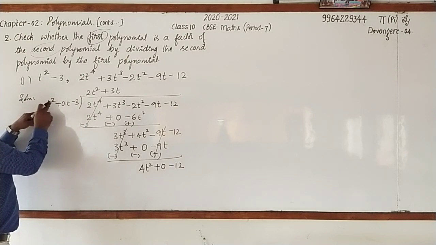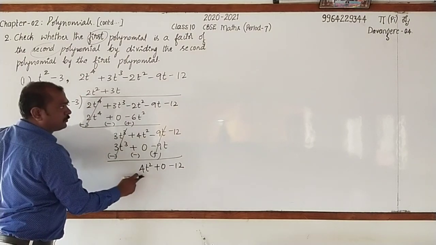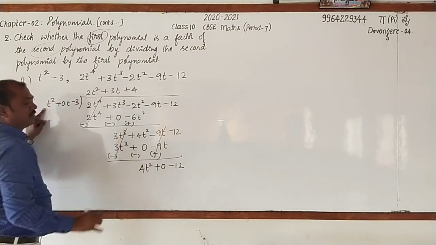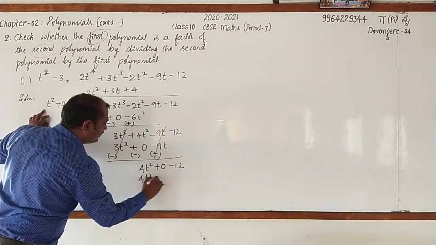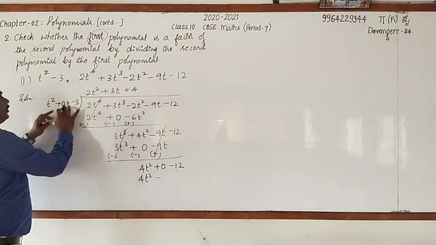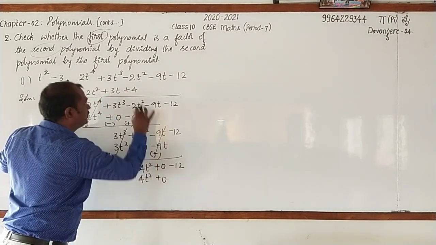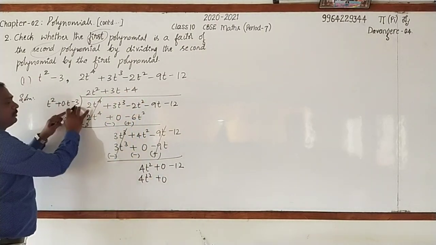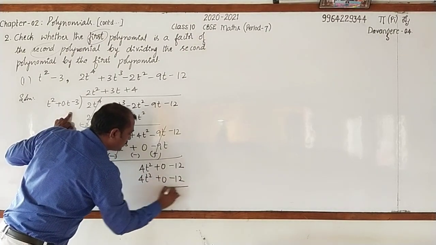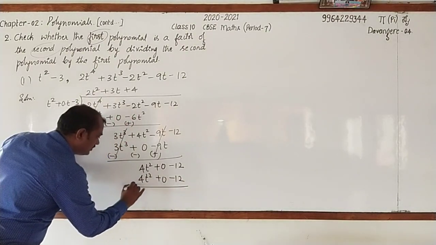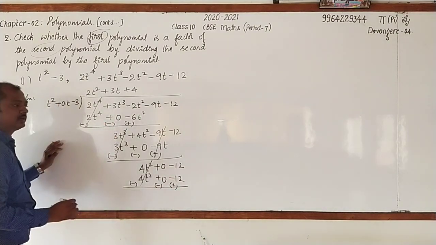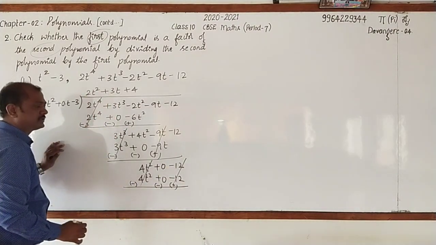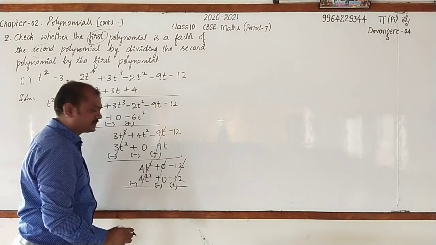What should be multiplied with t square to get 4t square? It is 4. 4 into t square, 4t square. Then 4 into 0, 0. Then 4 into minus 3, it is minus 12. Change the sign. Minus, minus, plus. Same terms with a different sign.